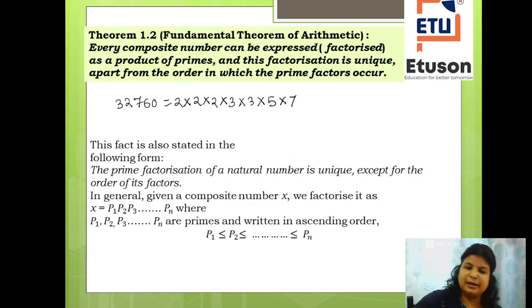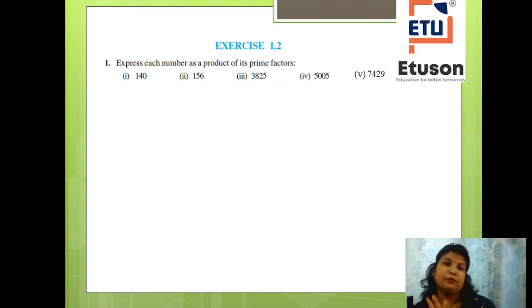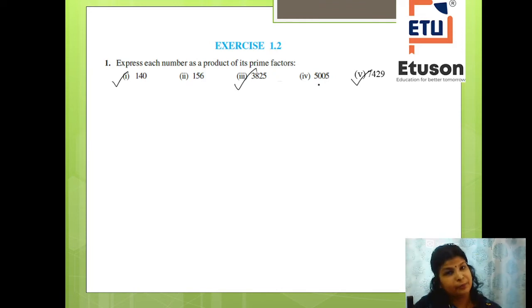Now let us do the related Exercise 1.1. In question number 1 we have to find out the prime factors of the numbers. I am not going to solve all the 5 problems. I will solve 3 problems here, that is bit 1, bit 3 and bit 5. Bit 2 and bit 4 I will give you as homework. Is that fine with you? Okay, so let us start.